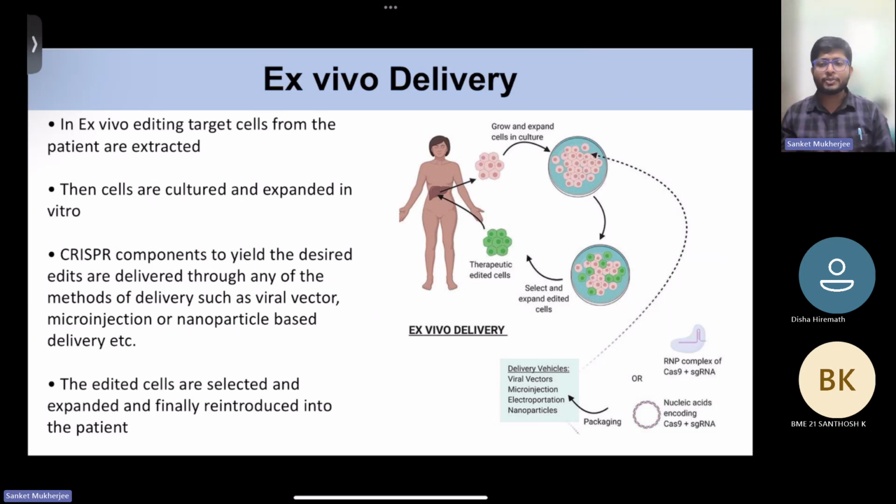Like in case of biopsy, let's say there's a tumor, you would take out those cells and then you would edit these cells. Once these cells are edited and you have the good cells, or you have created the mutation you want, then you insert these cells back into the body. So that's how ex vivo delivery works.